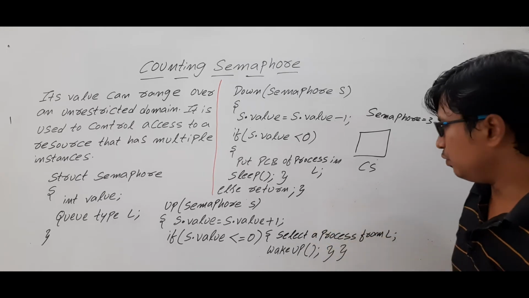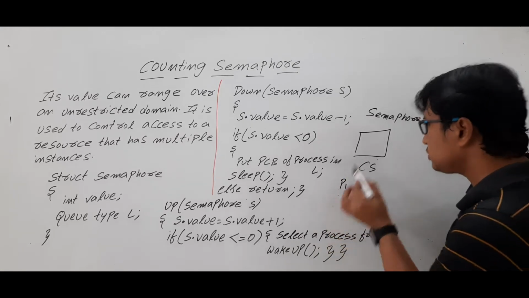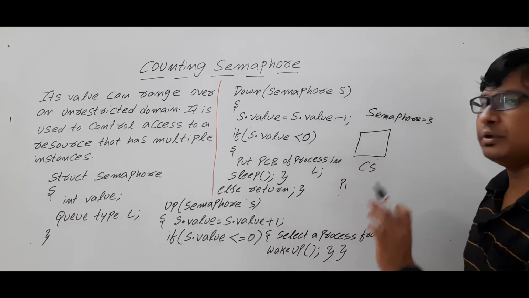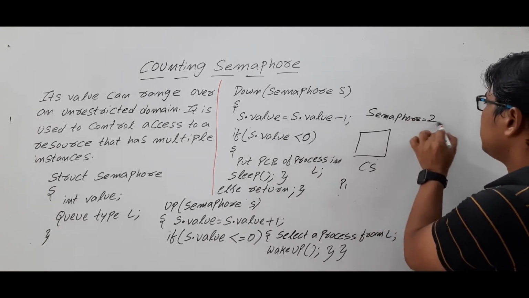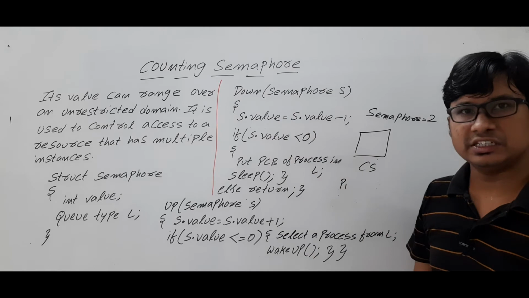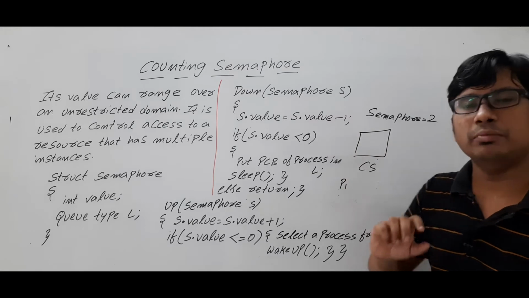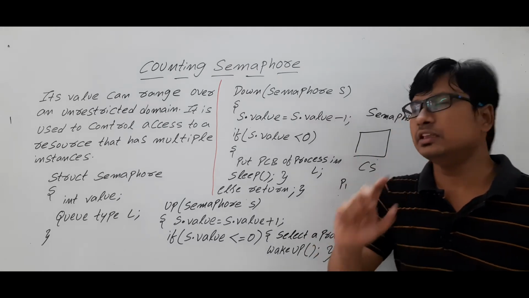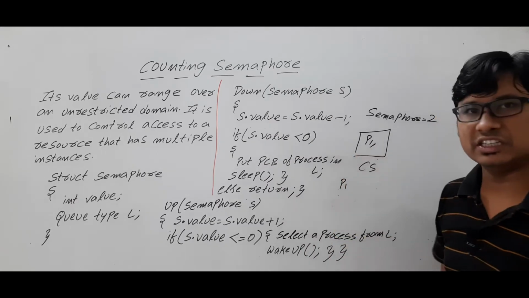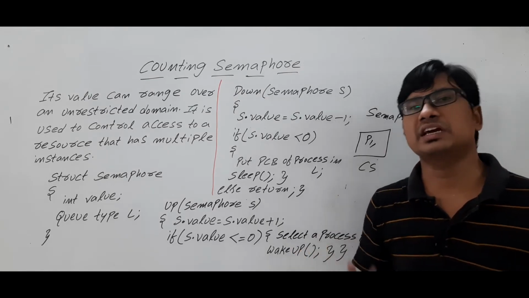So with semaphore equal to 3, three processes can enter the critical section. Now let's see how it will work. Process P1 wants to enter the critical section. What it will do is decrement the semaphore value by 1, so the semaphore value becomes 2. That operation we call the down operation. Whenever a process wants to enter a critical section, it decrements the semaphore value by 1, and then process P1 enters the critical section.